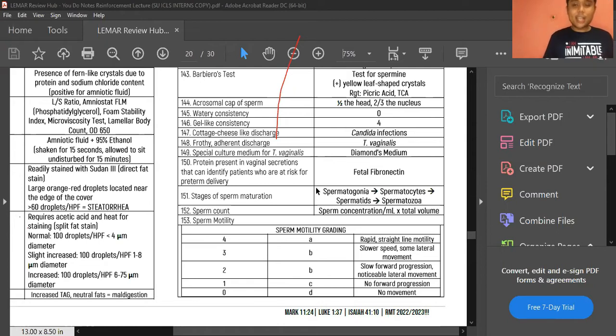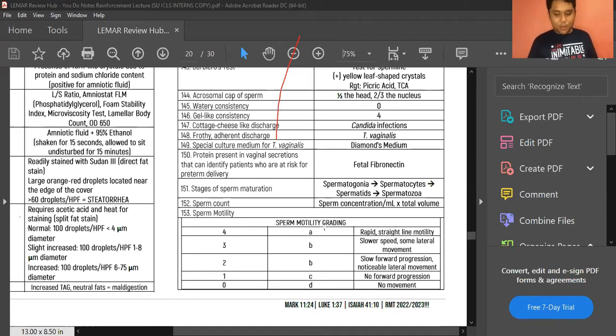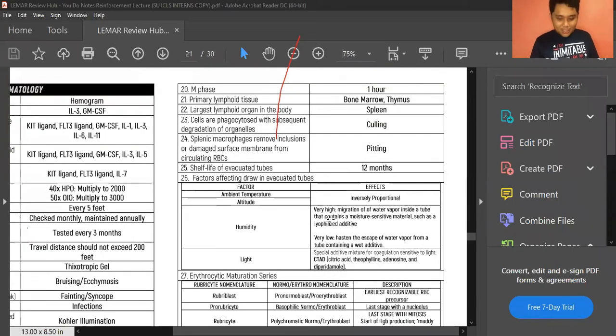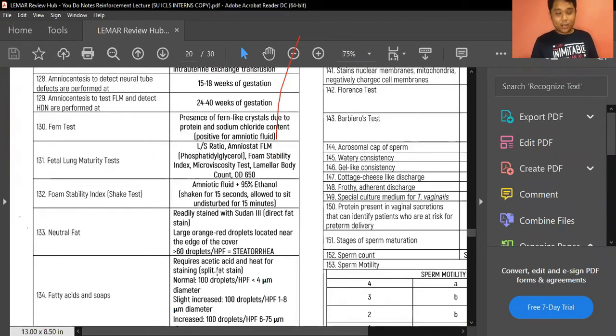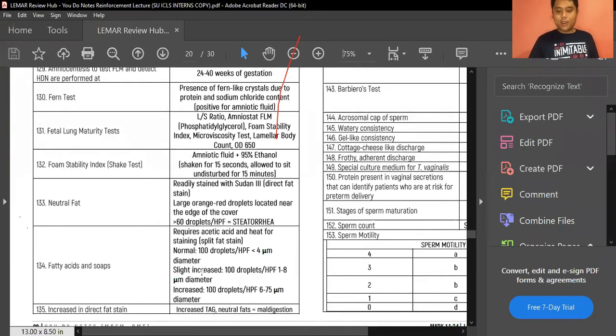Next, sperm count is the sperm concentration times milliliters per ejaculate, or the total volume. For sperm motility, you already know the descriptions of 4, 3, 2, and 1. For motility, we examine 20 HPF or 200 sperms. Take note of that. So that's all for the notes.